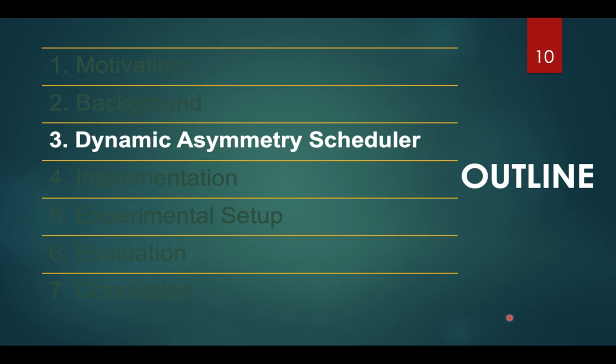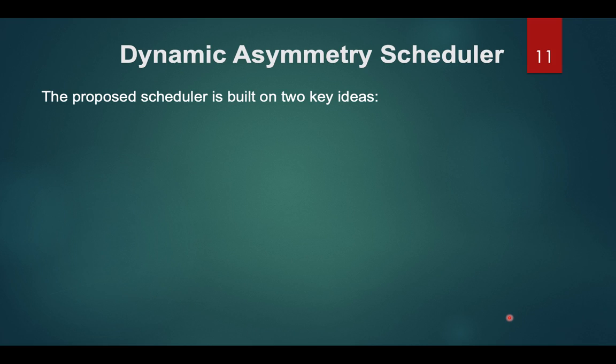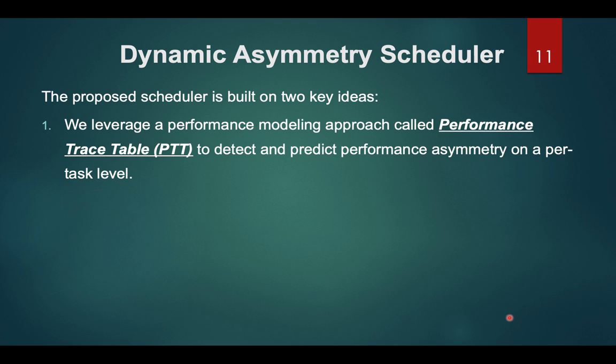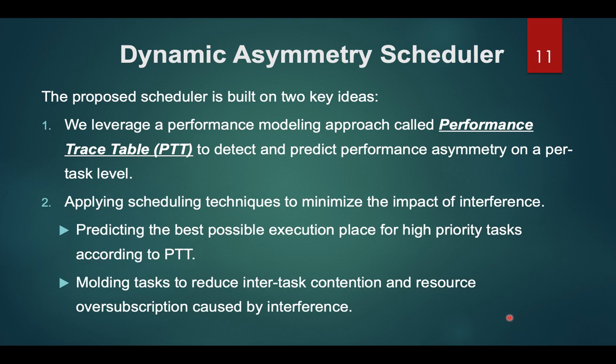We now proceed with the description of Dynamic Asymmetry Scheduler. The proposed scheduler is built on two key ideas. We leverage a performance modeling approach called Performance Trace Table (PTT) to detect and predict performance asymmetry on a per task level. The second idea is applying scheduling techniques to minimize the impact of interference. That is predicting the best possible execution place for high priority tasks according to PTT and molding the task to reduce inter-task contention and resource oversubscription caused by interference.